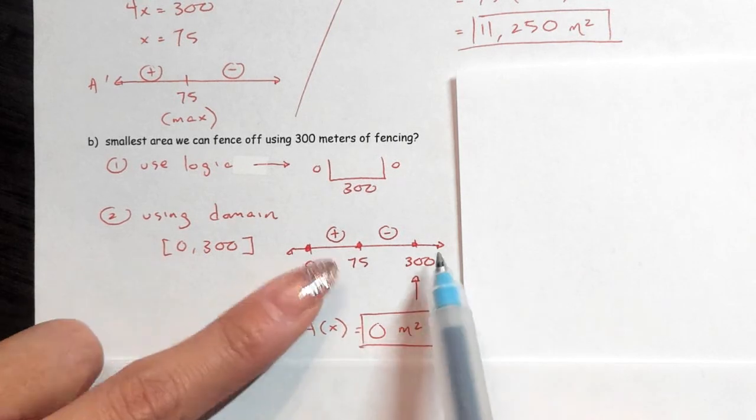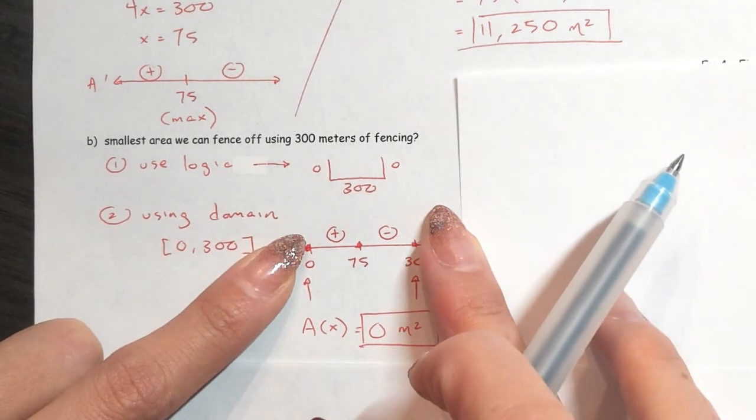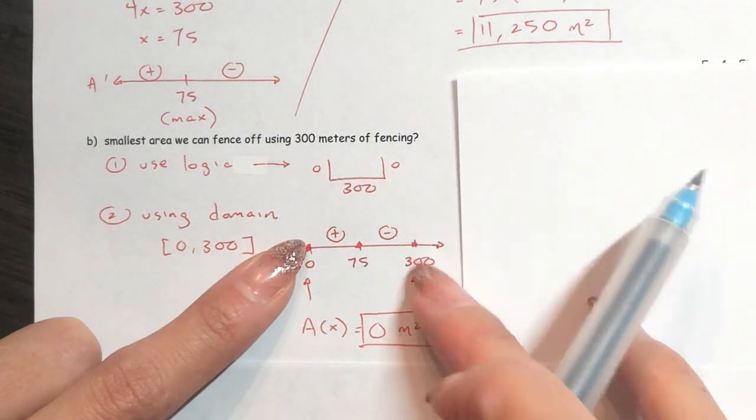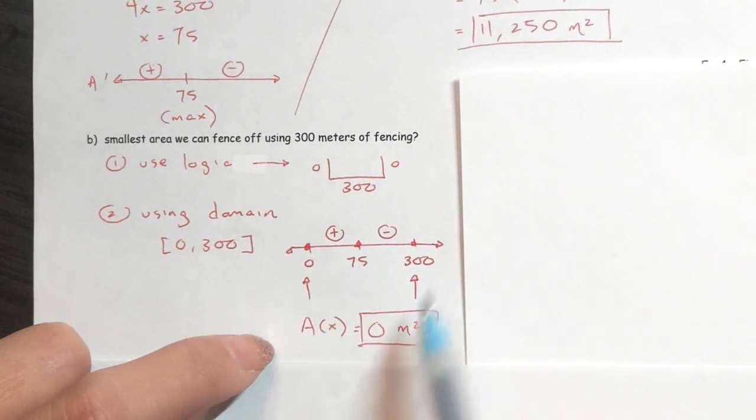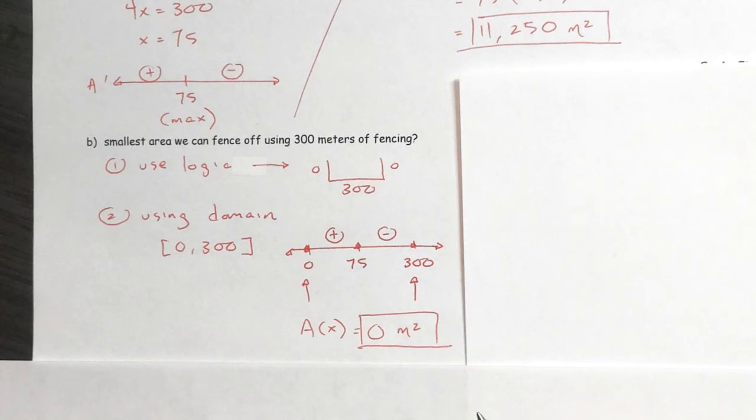And so here, instead of just 75, now I have my endpoints, which is 0 and 300. I plug in 0, I plug in 300. It doesn't matter which one I plug in. I'm going to get 0 for my area. Okay, so that's the smallest area. So yes, extreme value theorem.